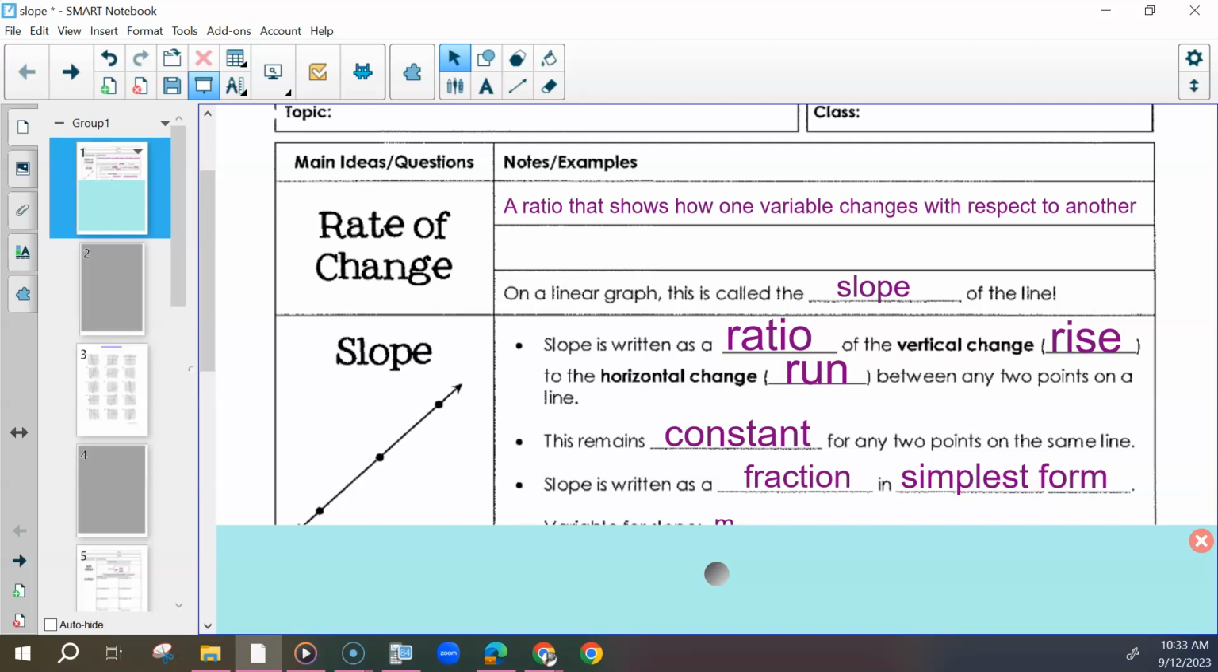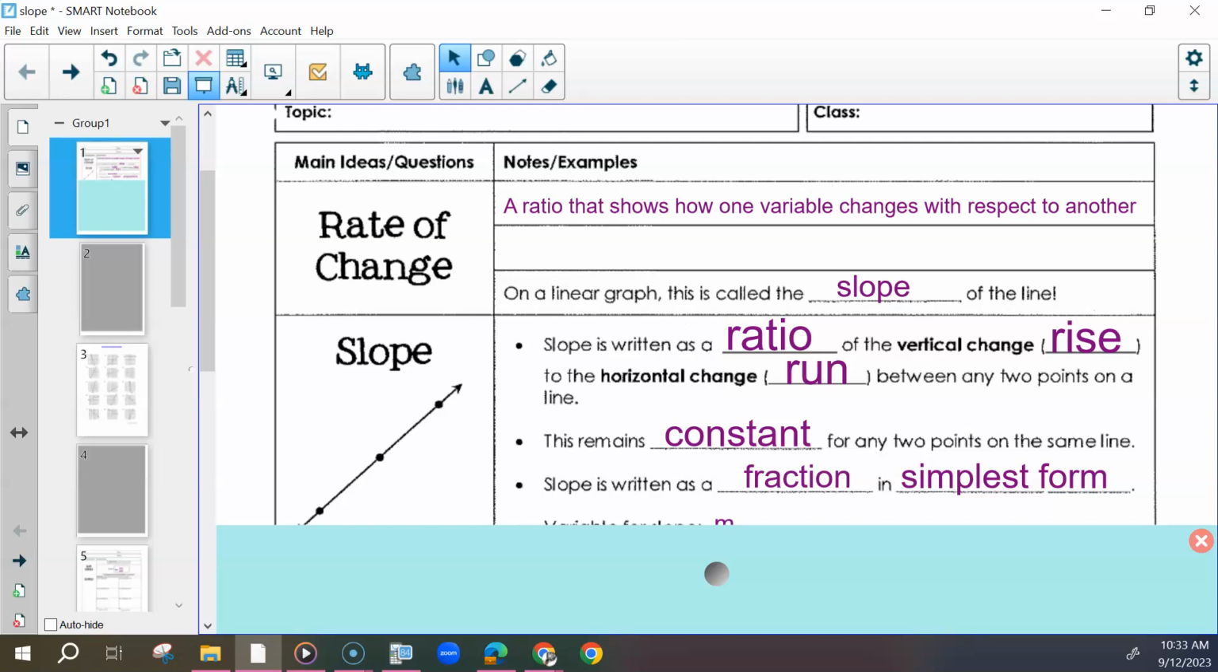While you're writing, I'm just going to read it off. Rate of change, you may have heard before, is a ratio that shows how one variable changes with respect to another. On a linear graph, this is called the slope of the line. So rate of change, slope, they're interchangeable. Slope is written as a ratio of the vertical change, rise, to the horizontal change, run, between any two points on a line.